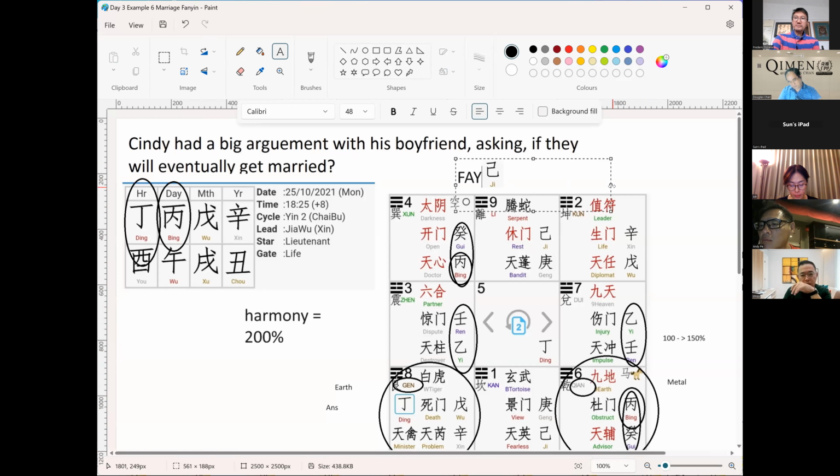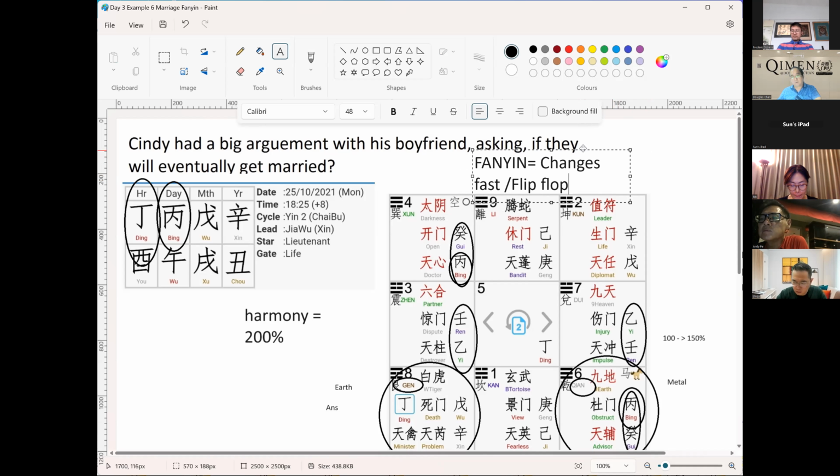Okay, what is a Fan Yin chart? Fan Yin, F-A-N-Y-I-N. Fan Yin means everything will be changing very fast, flip-flop. Change fast, F-A-S-T, and then flip-flop. So there are possible implications for this question, meaning would they eventually get married? Things will happen very fast. Things also flip-flopping. So which means that, yes, both of them will break up. After that, they will come together, break up, come together again. Something like that, basing on this implication.